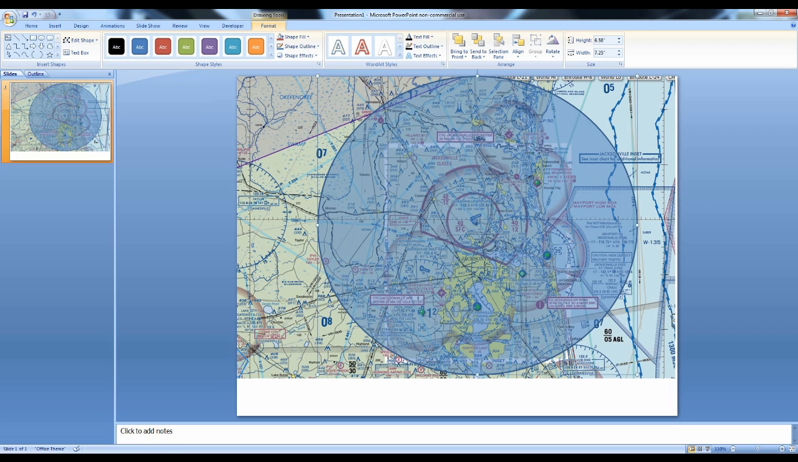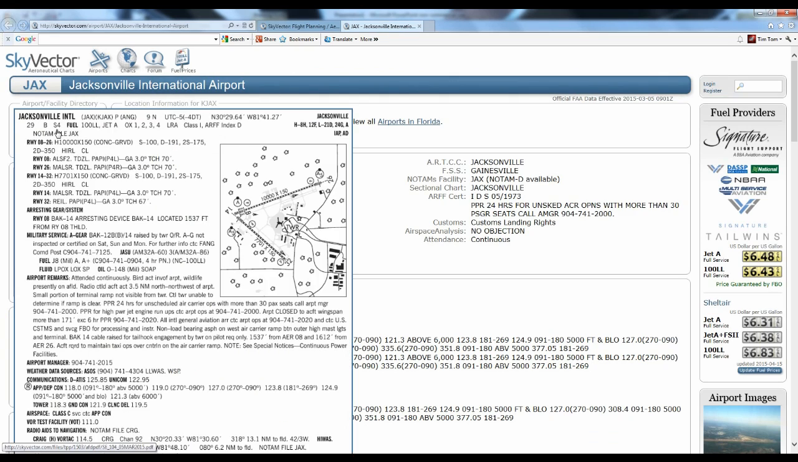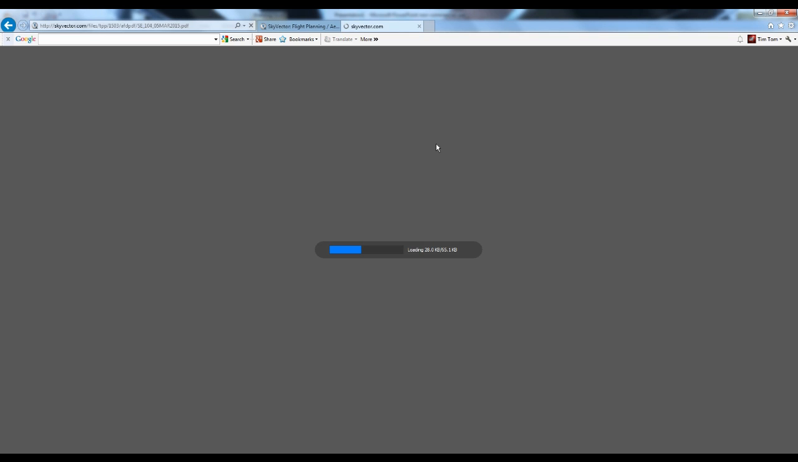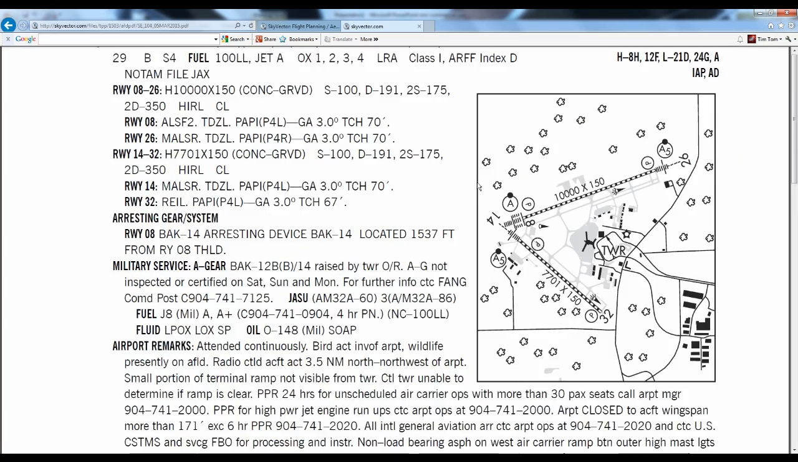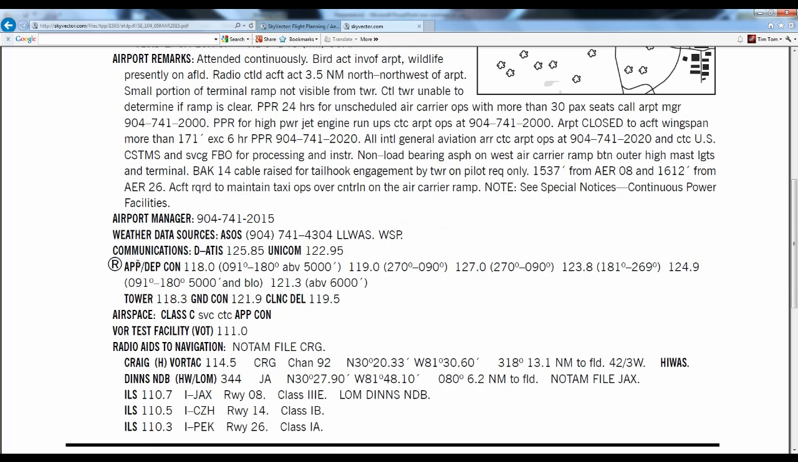How do we know who to contact? Well, we can actually look at the AFD. If we bring up the info page for the primary airport for approach control, Jacksonville International, and I love SkyVector for this because they have this cutout of the AFD, and if you click on it, it brings you right to it. So we can look at their control ATC info: approach control 118.0, 091 to 180 above 5,000.